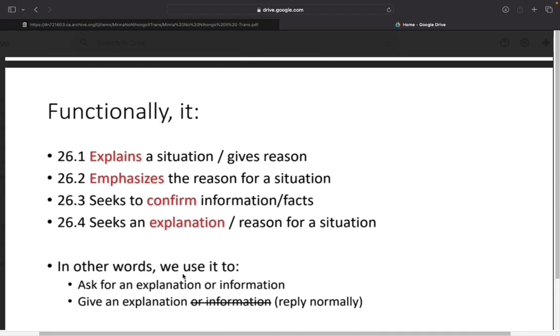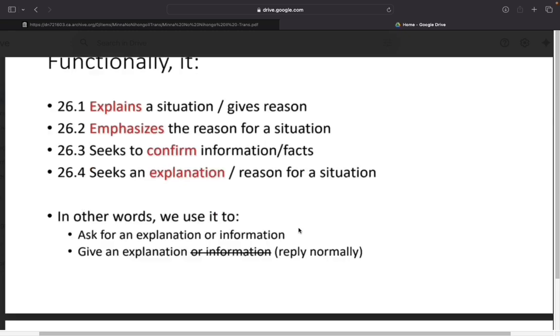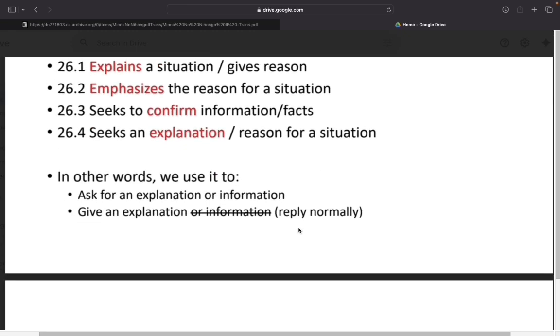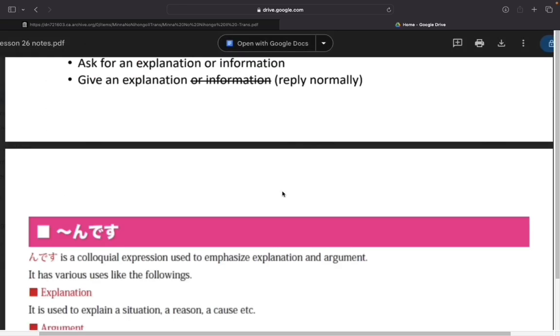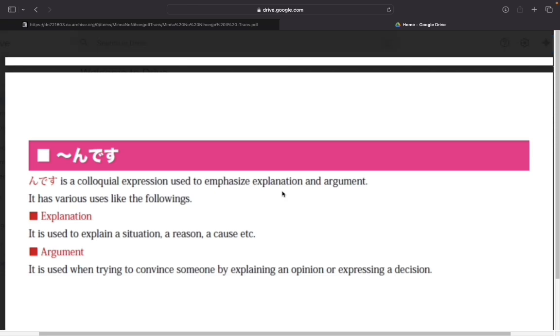Now, what does this grammar actually do? There are four main uses, and this is very important. First, to explain a situation, give a reason. Second, emphasizing the reason. Third, confirming information and facts. And the fourth, asking for an explanation or reason for a situation. So basically, whenever you want to add context or help the listener understand why something is happening, you use n desu.